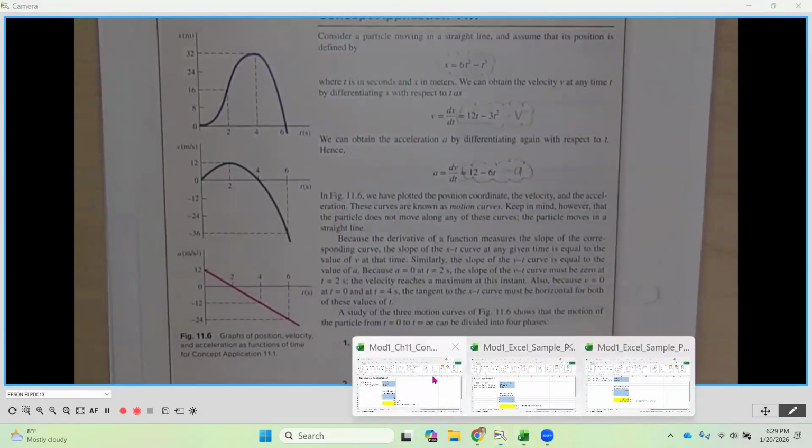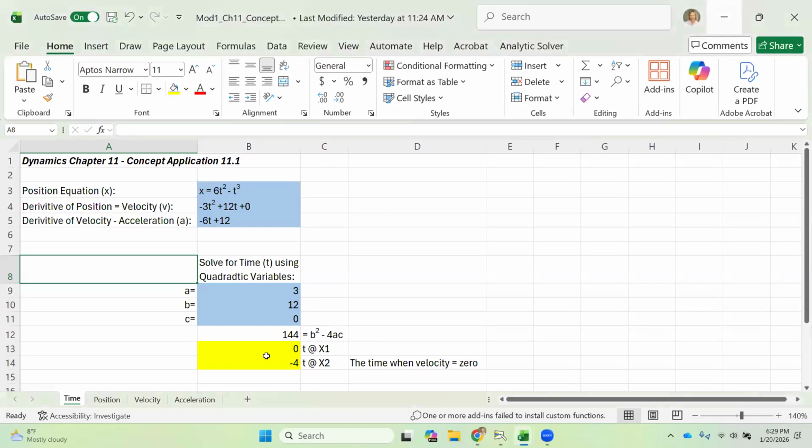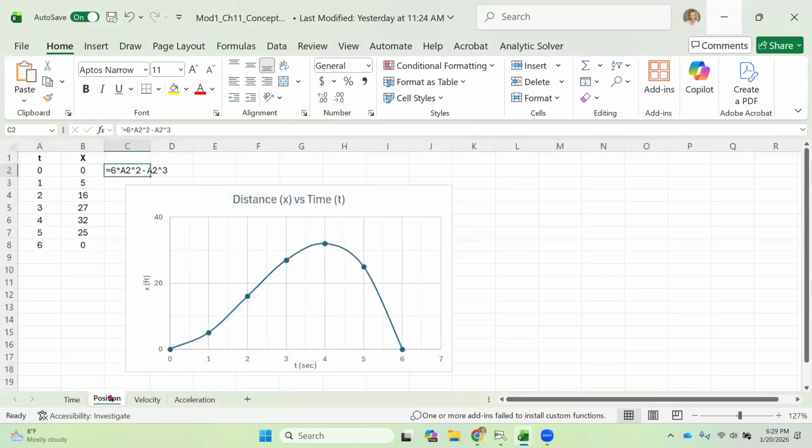Well, if I go over to Excel, you're going to notice here that I have pulled up the Chapter 11 Concept Application 11.1. I have 1, 2, 3, 4 tabs underneath here. I'm going to look first at my position tab. This is going to be the chart and the columns here with the data to represent the equation for the line that defines where the position is over, in this case, 6 seconds.